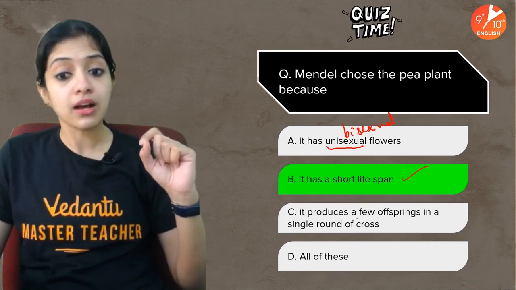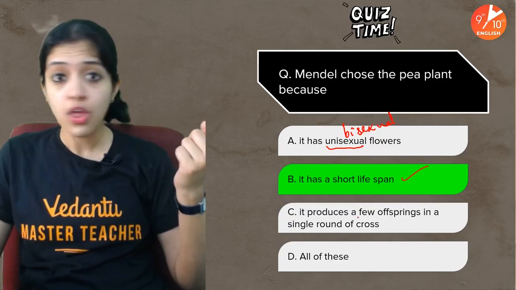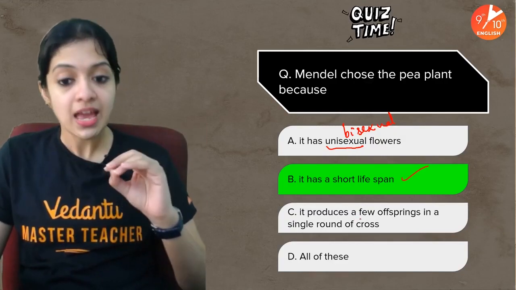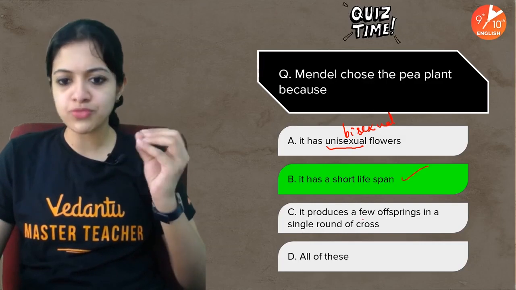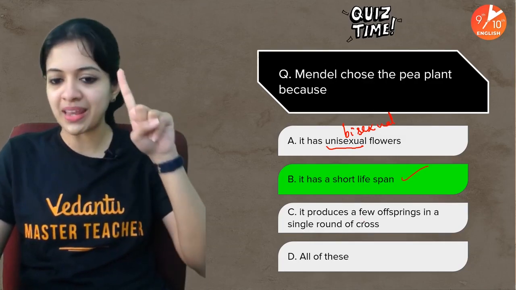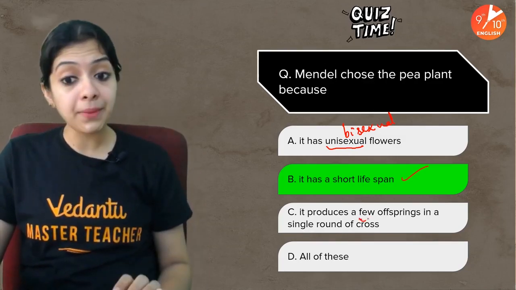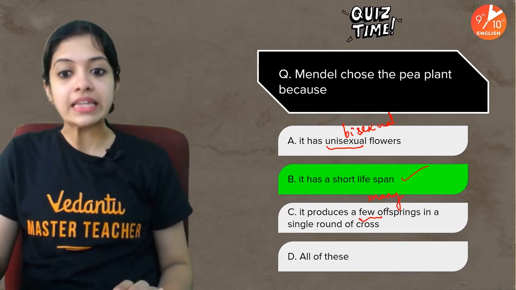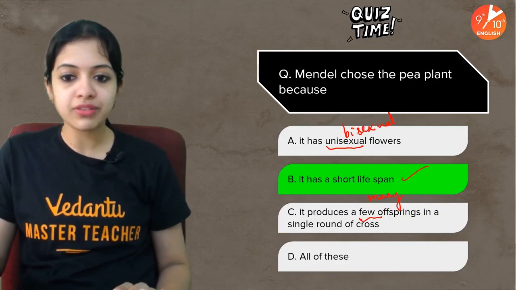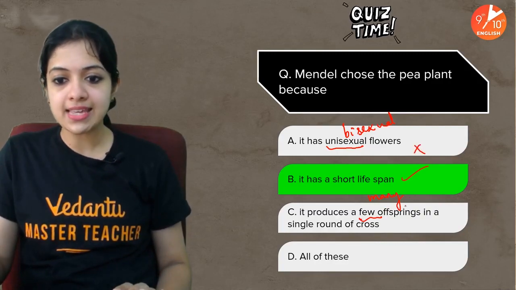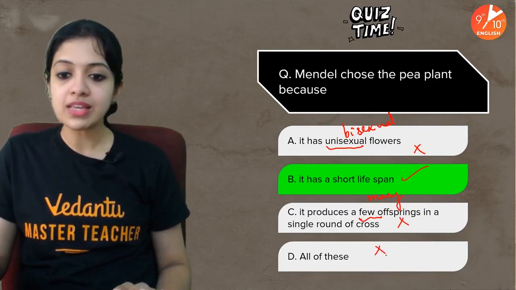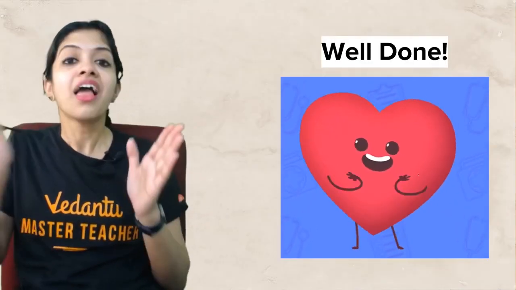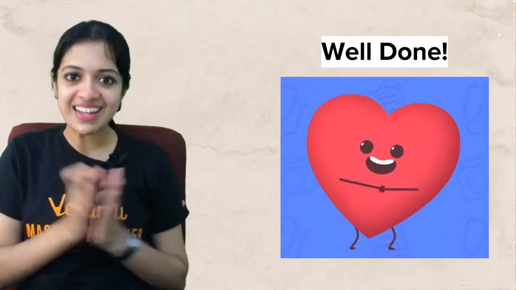It produces a few offsprings in a single round of cross. No, I asked you to compare it with the human cross, right? Wherein in humans, it's going to be a few offsprings in a single cross, or one offspring in a single cross. Whereas in pea plant, it is many offsprings in a single round of cross. So definitely, because A and C are wrong statements, all of these is also a wrong statement, and option B becomes our right answer. Well done, everyone who has given me the answers correctly.